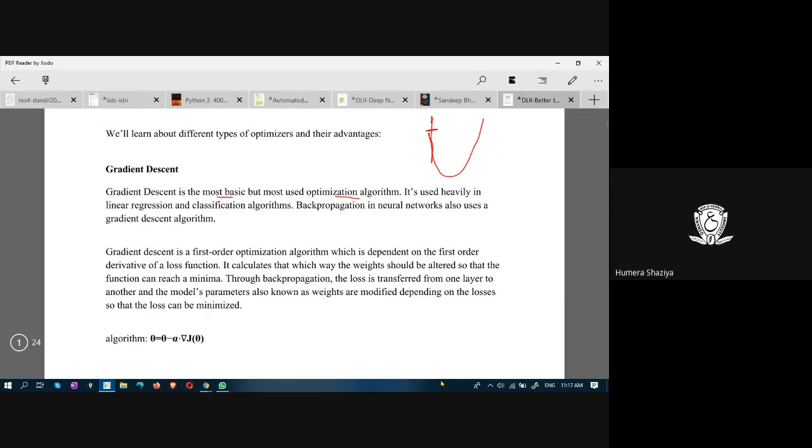Suppose you are on a hill, standing here, and you want to go down. In order to go down, what do you do? Here, consider that there is one more hill.